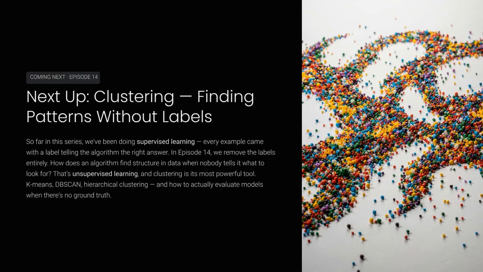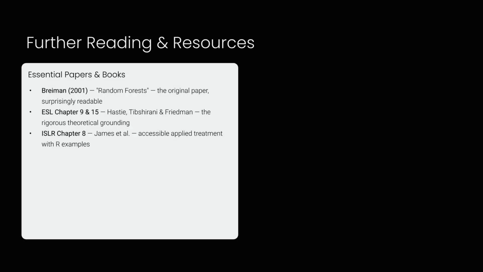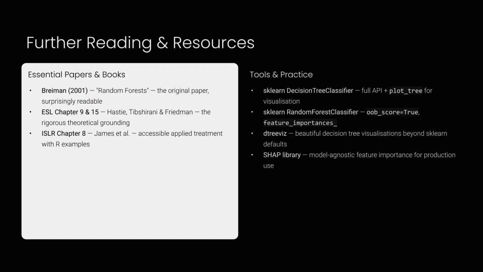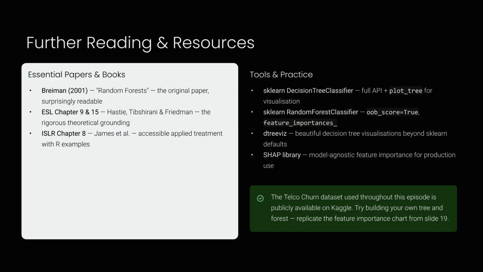We'll explore how algorithms find structure in data and look at methods like k-means and DBSCAN without relying on pre-existing labels. For further learning, check out the original Breiman paper on random forests and chapters in The Elements of Statistical Learning. Practice with scikit-learn, dtreeviz, and the SHAP library. The Telco Churn dataset is available on Kaggle.